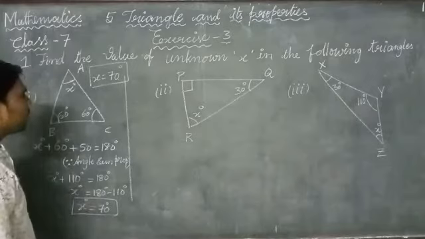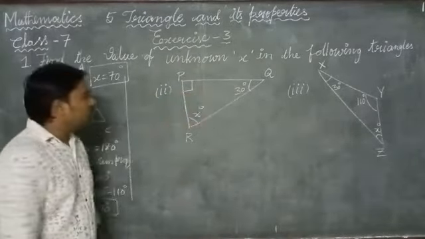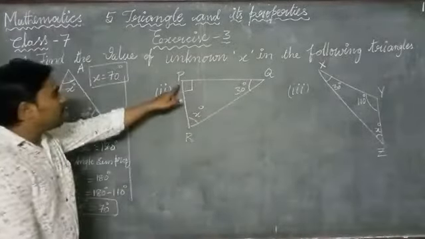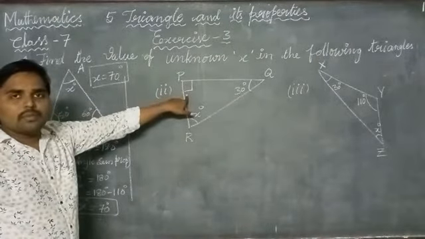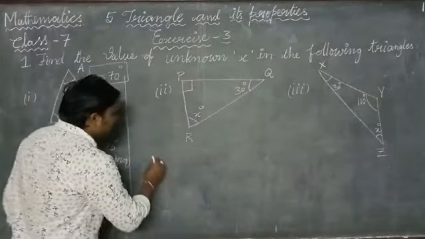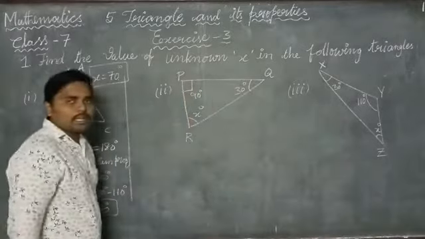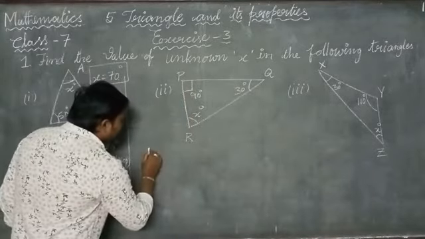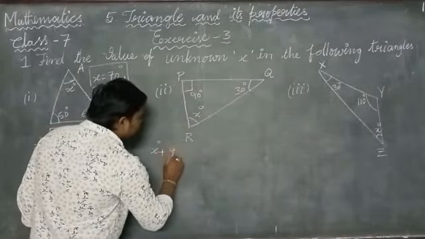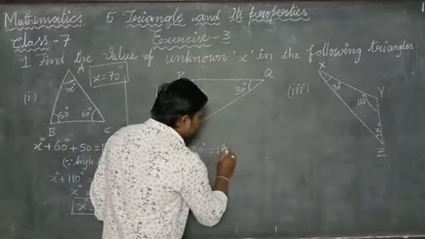Okay. Now let us see the second problem. Here they have given the right angle triangle, triangle PQR, and angle P is showing the symbol of right angle. So from angle sum property of a triangle, the sum of angles in a triangle equals 180 degrees. That is why x degrees plus 90 degrees plus 30 degrees equals 180 degrees.